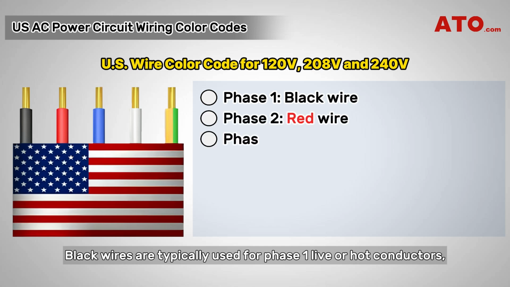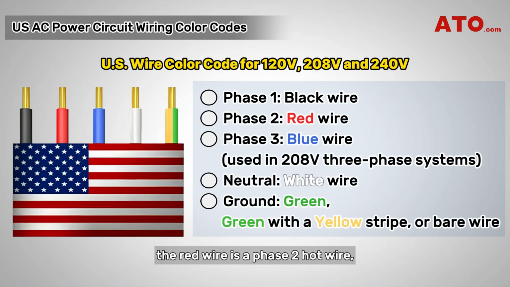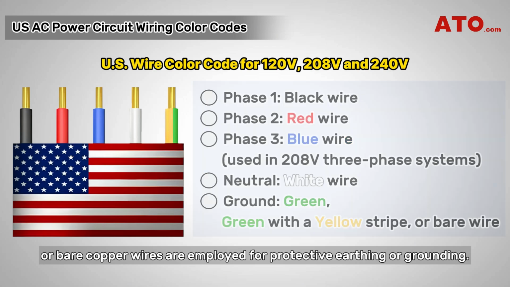Black wires are typically used for phase 1 live or hot conductors. The red wire is a phase 2 hot wire. The blue wire is a phase 3 hot wire. White wires indicate neutral conductors. And green with a yellow stripe or bare copper wires are employed for protective earthing or grounding.